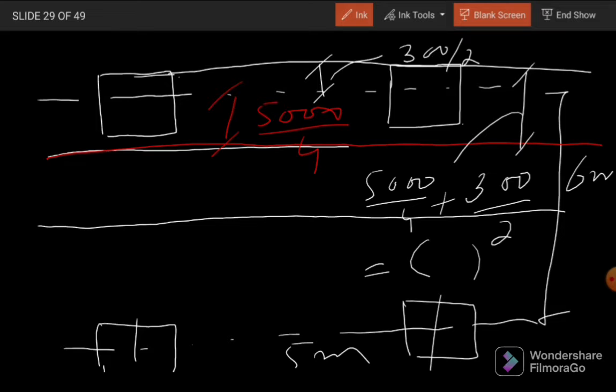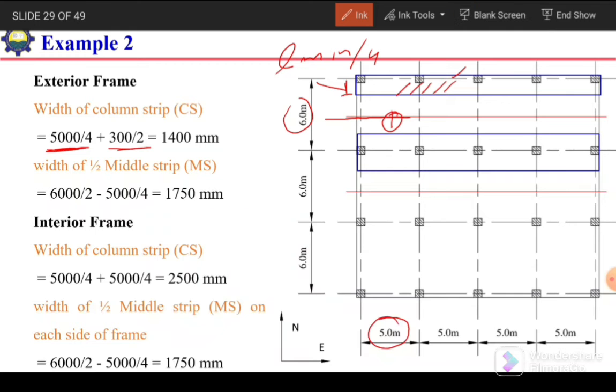So in case of exterior frame, this extra calculation is required up to the edge of the slab. Okay, so 5000 divided by 4 plus 300 divided by 2 will give us 1400 millimeter.